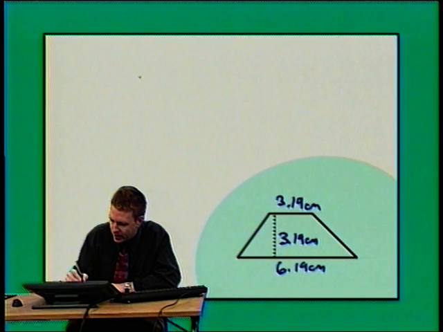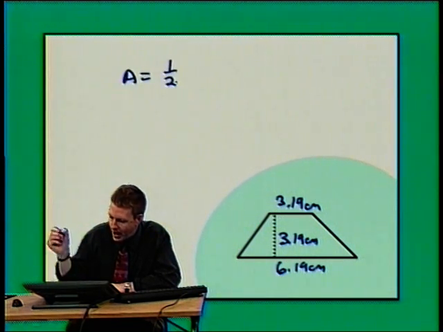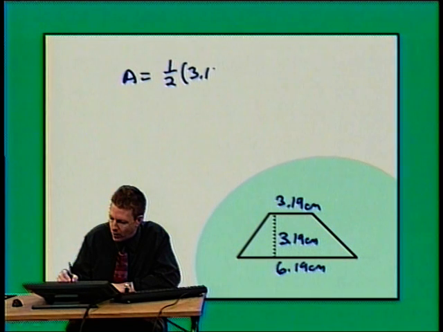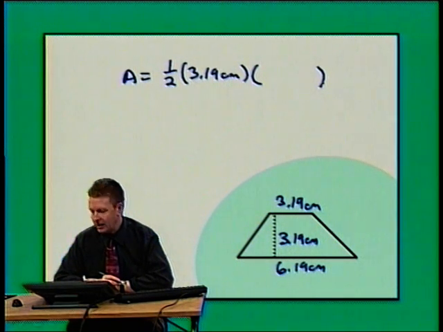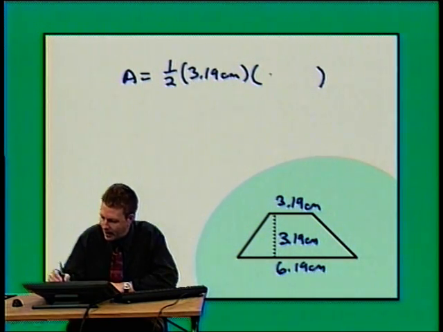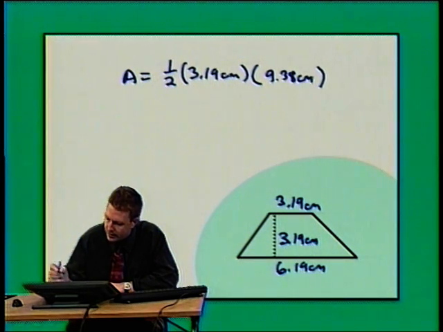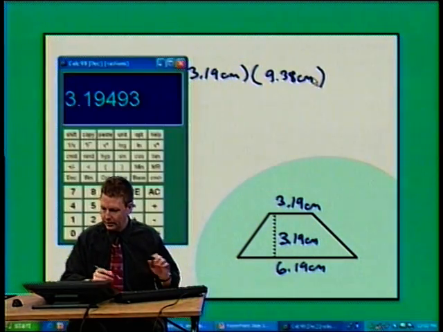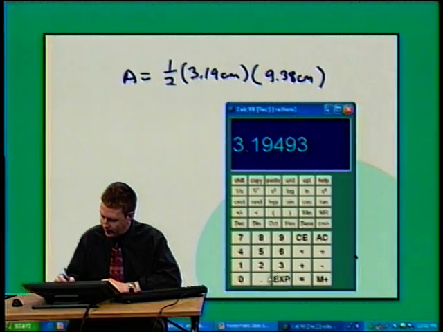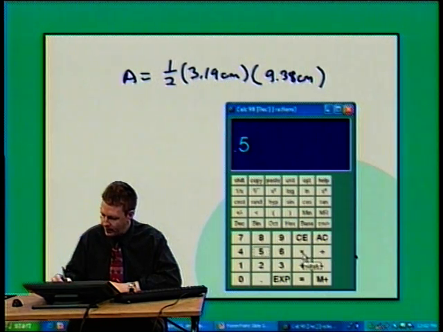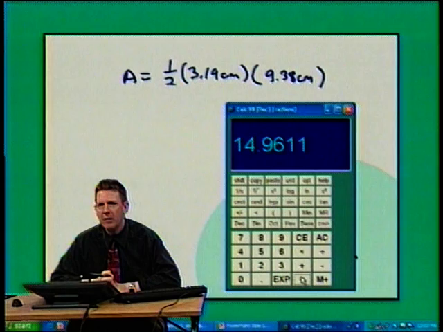So using these numbers, the area is going to be 1/2 the length of the height, which is 3.19 centimeters, times the sum of the lengths of the bases. The sum of the lengths of the bases here is going to be 9.38 centimeters. So we're going to take 1/2, which I can represent as 0.5, times 3.19 times 9.38, and that equals pretty darn close to 15. So I'd say that our answer checks.